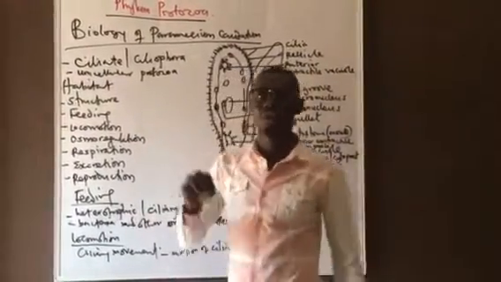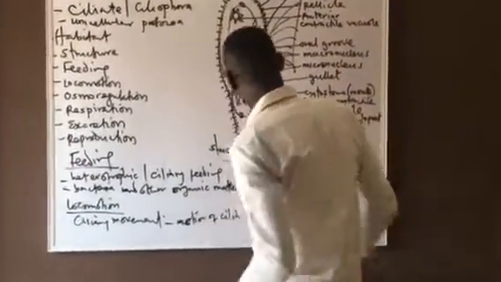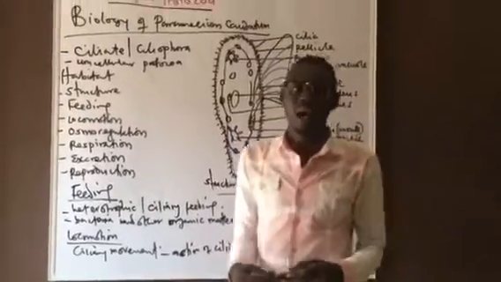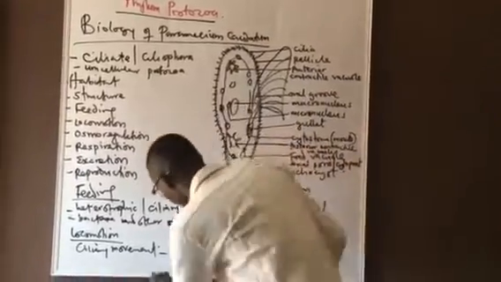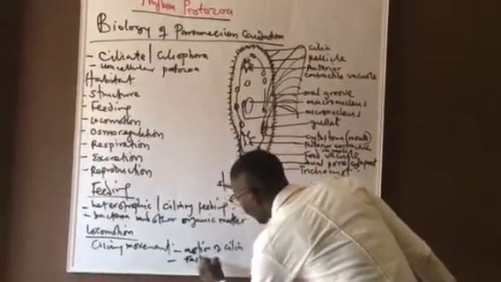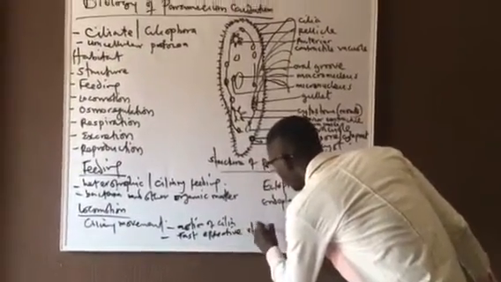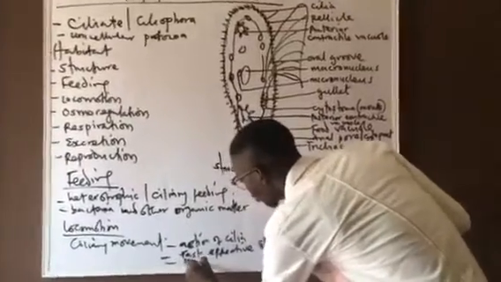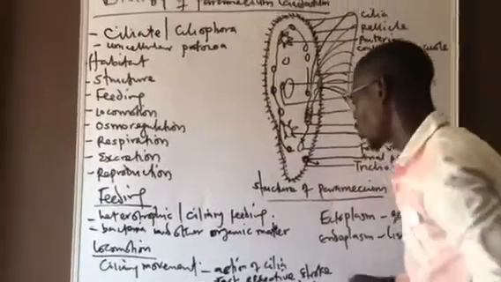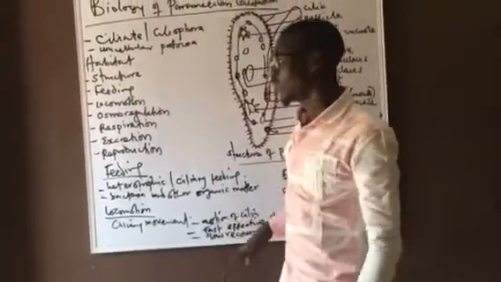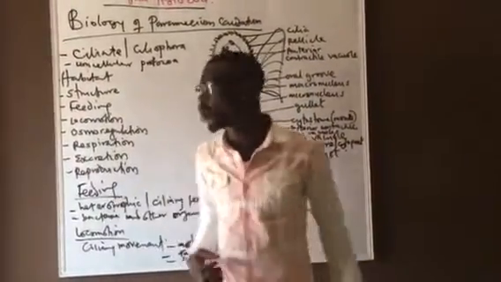So the cilia move. They have two beats. The beating of the cilia propels the organism forward. There are two strokes. We have a fast effective stroke, and a slow recovery stroke. So when you talk about this movement, the fast effective stroke is the one that comes first, and that is the stroke that drives the organism forward.